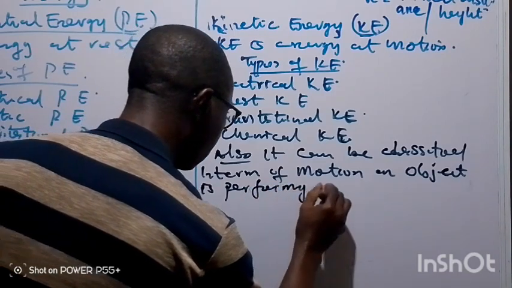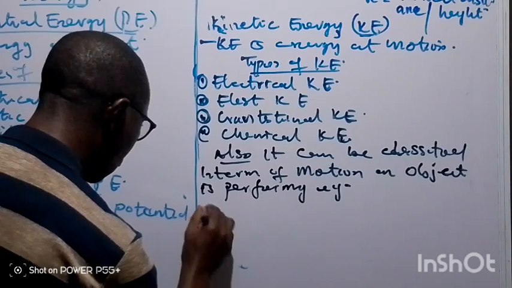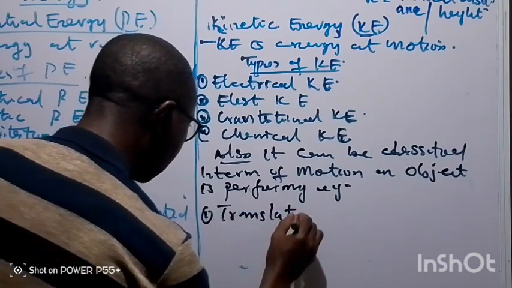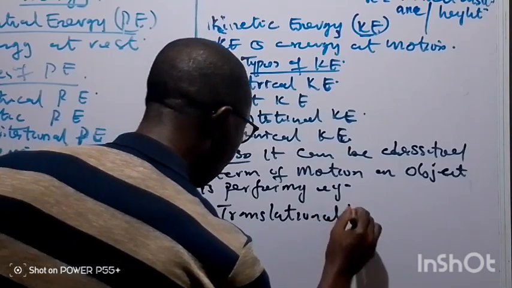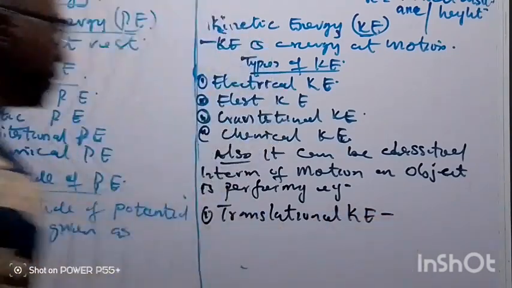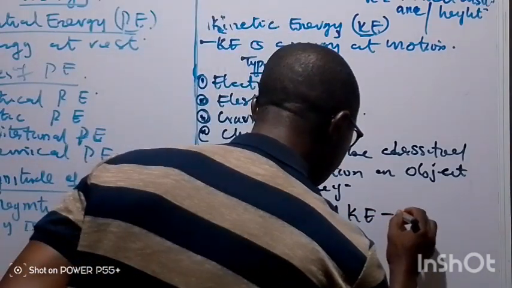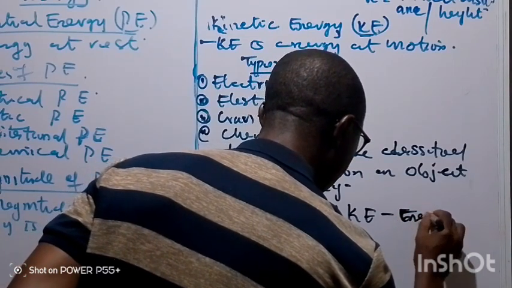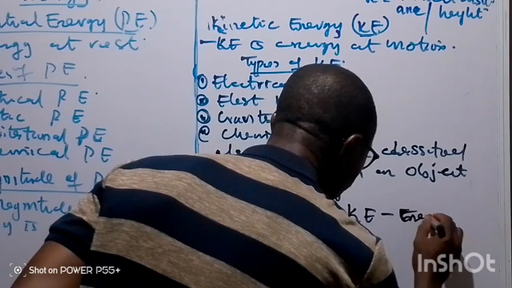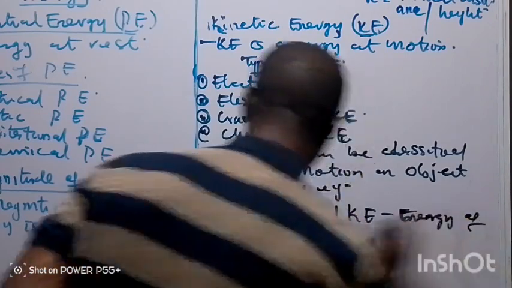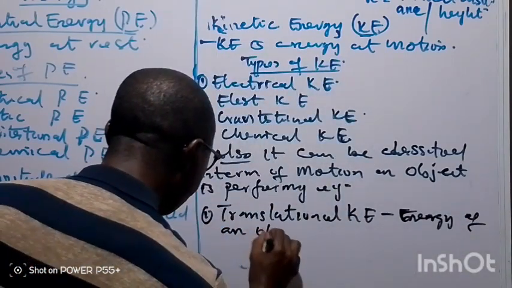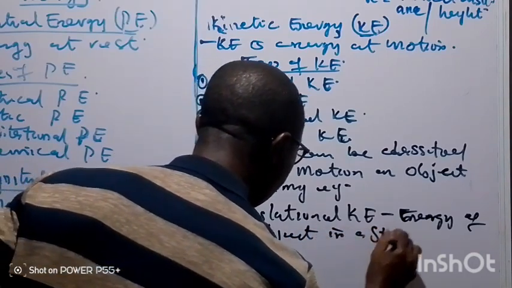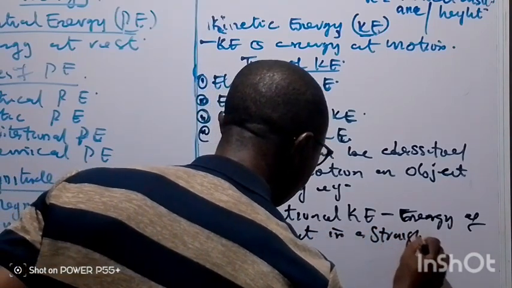E.g., one, we have translational kinetic energy. That is energy of an object in a straight line.